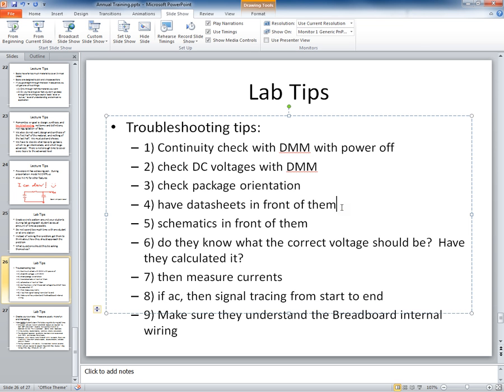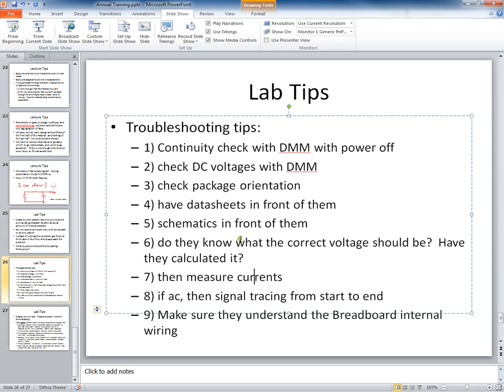Have data sheets in front of them. A lot of times they don't put the data sheets in front of them, so they don't know what they're looking at. A lot of times they don't have schematics in front of them, so they don't know what they're looking at. Do they know the correct voltage? What should the correct voltage be? They have to calculate that. They need to be able to know how to calculate that.